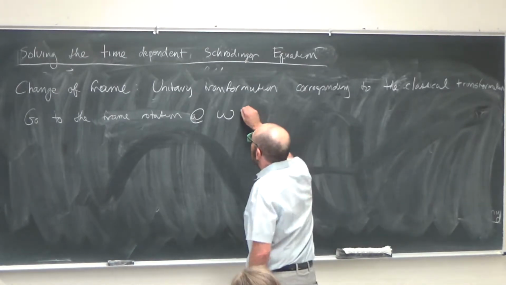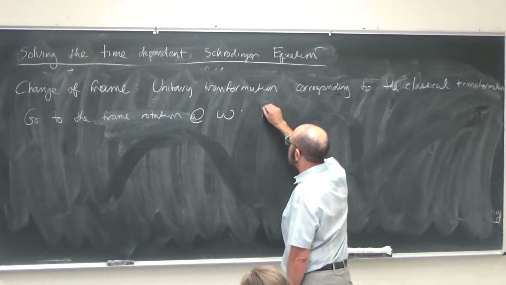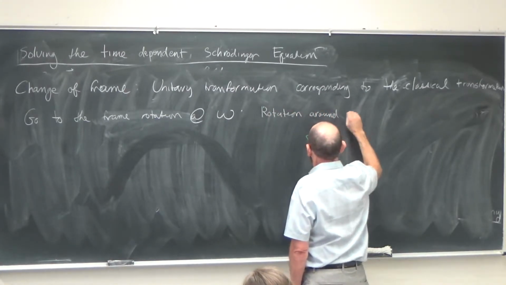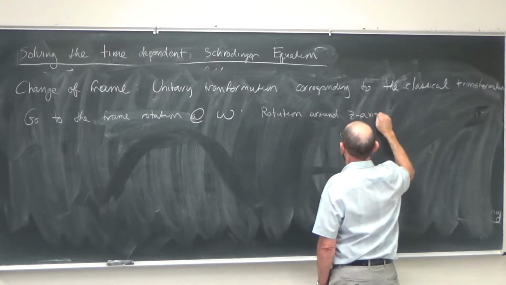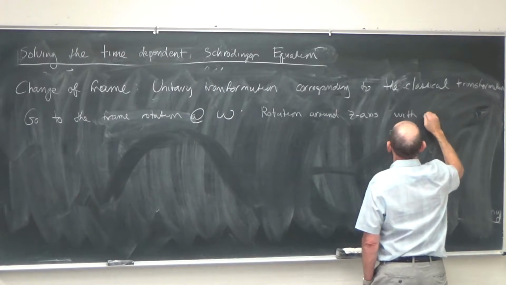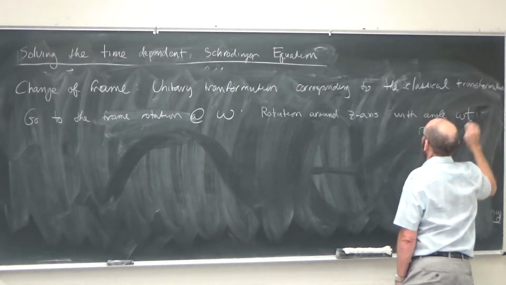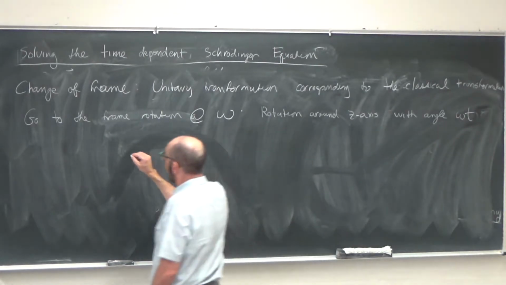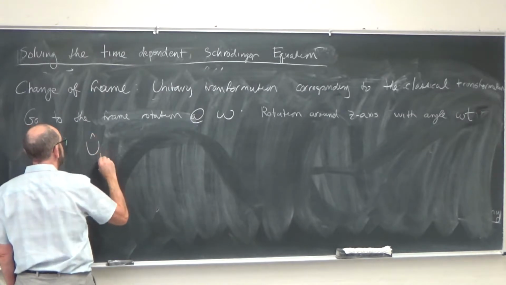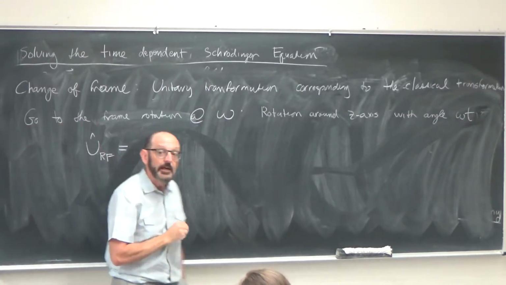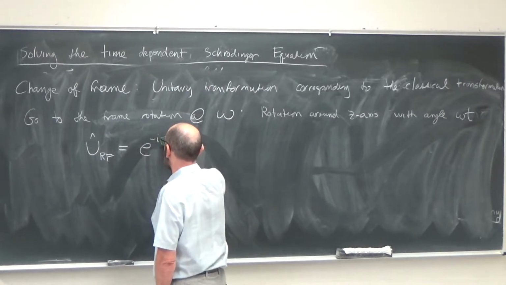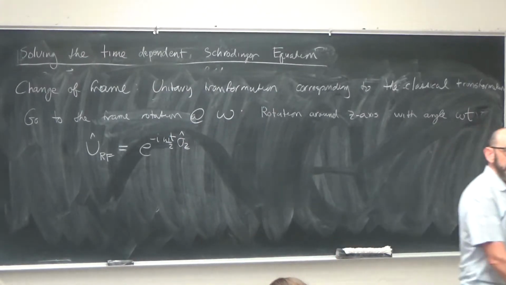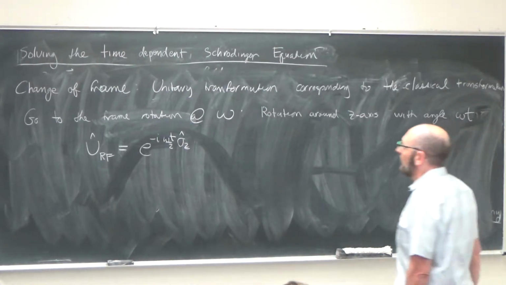So, what unitary transformation does that? This is a rotation around the z-axis with angle omega t. That's exactly. So I would say the unitary transformation that accomplishes that, I'll call it the rotating frame unitary, is just a rotation around the z-axis by the angle omega t. So this is some unitary.